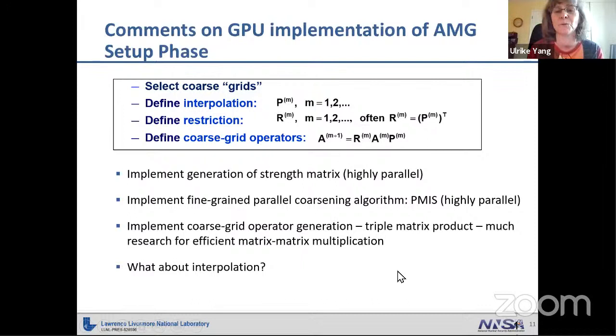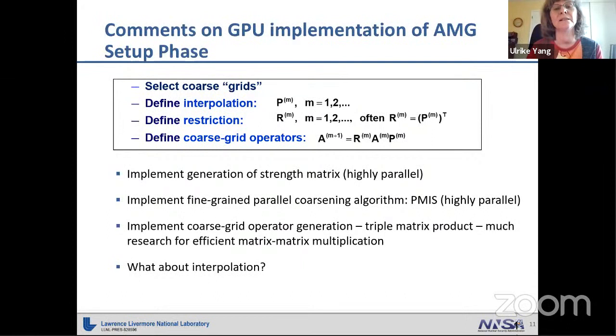And then the triple matrix product: if you have an efficient matrix-matrix multiplication, which generally sparse matrix-matrix products are also delivered by the vendors, then this is okay too. We don't have to worry about it. Although I have to say, right now the hypre implementation is still better than the current CUDA implementation. The AMD one is pretty good. And then the real issue we had was interpolation.